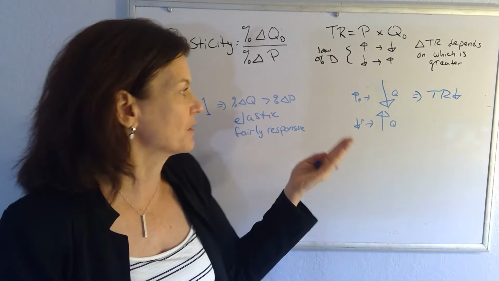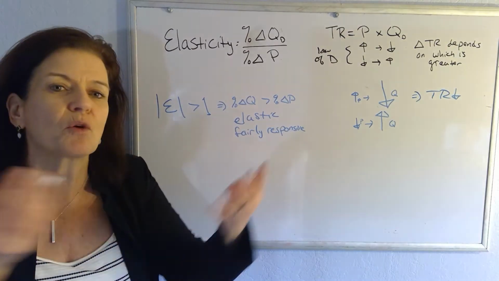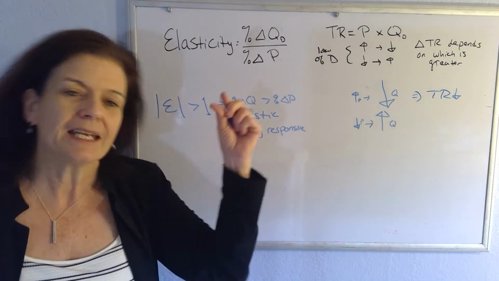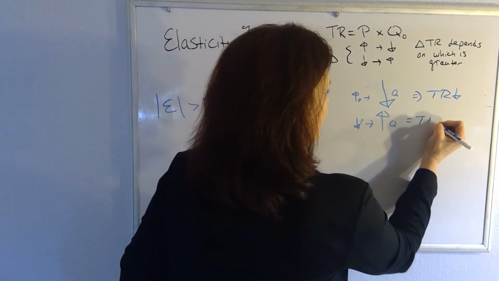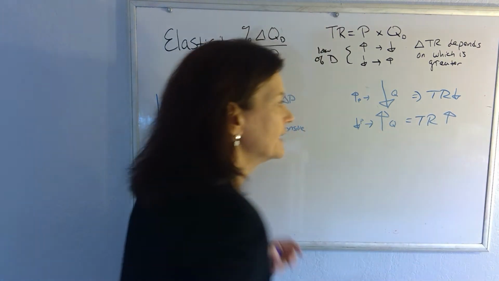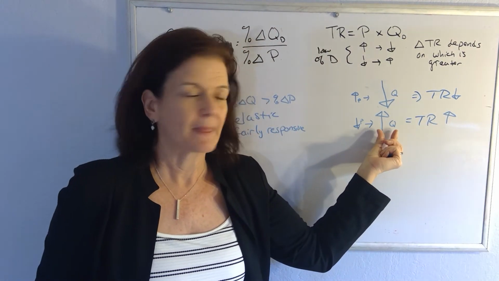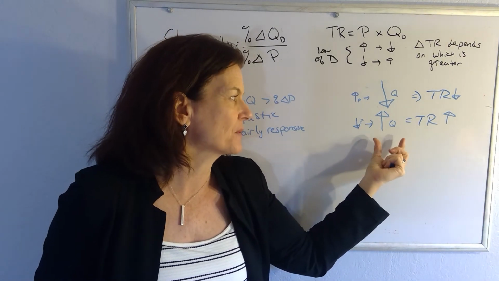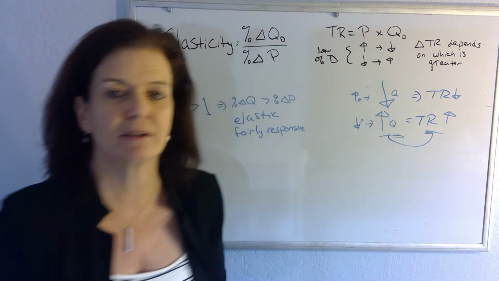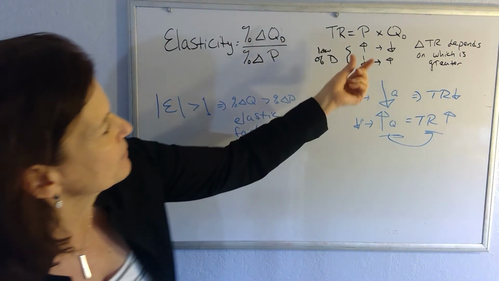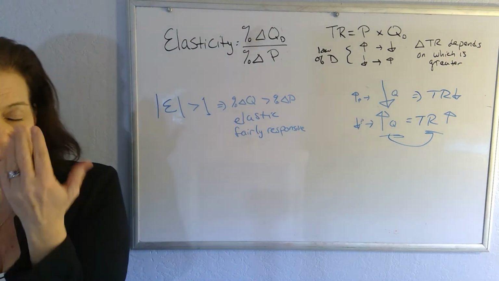And the reverse is also true. If we lower our price, we're going to sell more, and we're going to sell so much more because people are so responsive that even though we're charging a lower price, we're selling so much more that our total revenue is actually going to increase. What's happening to quantity is bigger than what's happening to price. And so what's happening to quantity determines what's happening to total revenue. Yes, they move in opposite directions. Yes, they have effects in opposite directions on total revenue.